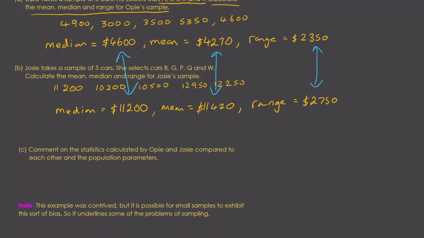Now, the thing to note here is that the example was somewhat contrived. I deliberately picked small ones for Opie and large ones for Josie, but it is possible for small samples to exhibit this sort of bias. So it underlines some of the problems of sampling.